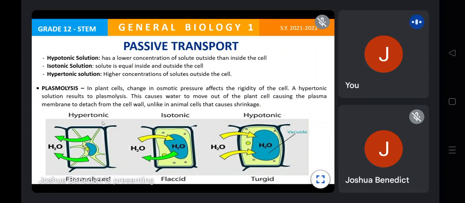So, again, ulit-ulitin natin ha. Hypotonic solution, mas mataas ang solute concentration sa loob ng cell, papasok ang tubig. Hypertonic, lalabas ang tubig. Pag animal cell, mag-shrink. Kapag plant cell, plasmolyzed. Plasmolysis ang tawag dito sa plant cell. Isotonic, there is a balance between level of solute and solvent sa labas at sa loob ng cell.